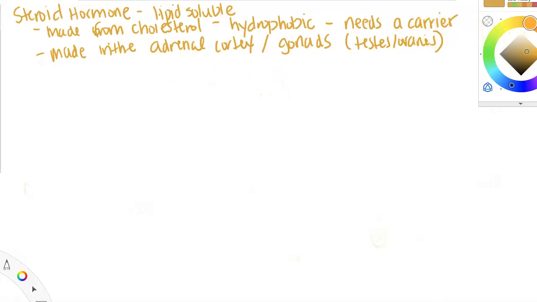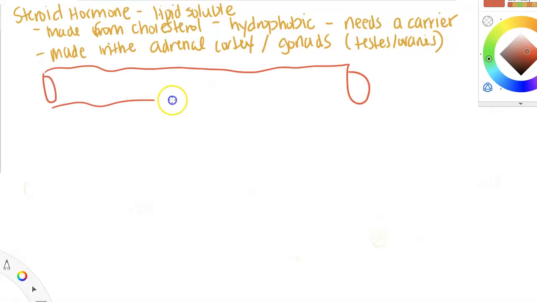All right, so if we have our little blood vessel again, it's our blood vessel, and we have our steroid hormone that's going to be dumped into the blood. We know that this steroid hormone has to have a boat. It has to have a carrier. Here's a little boat. And the hormone will ride inside the boat. And that's how it's able to travel through the watery blood.